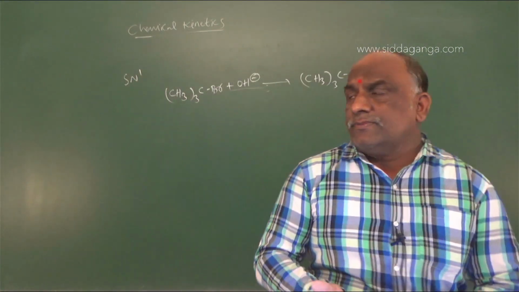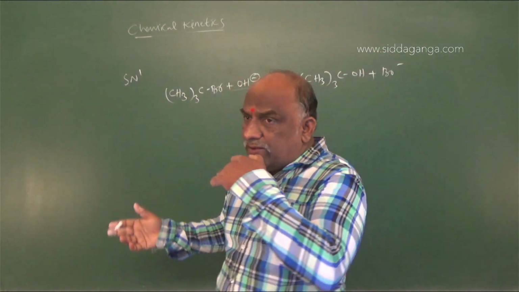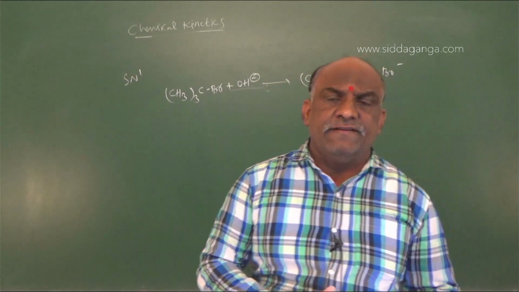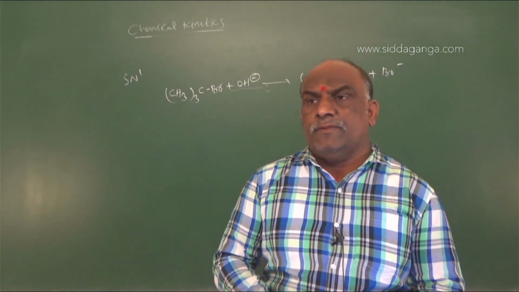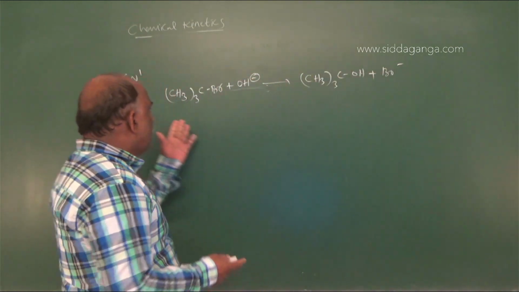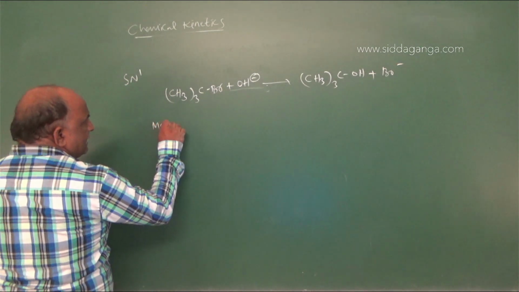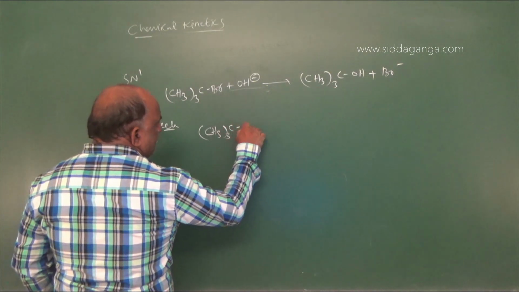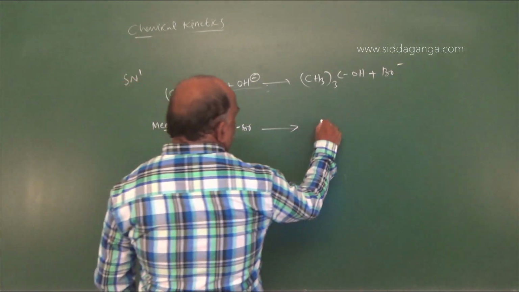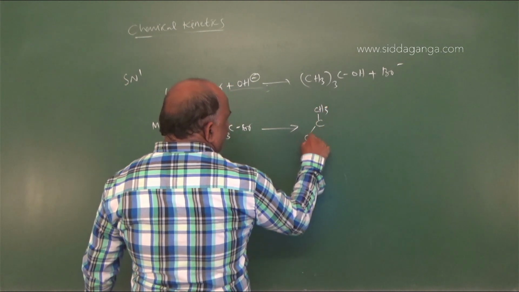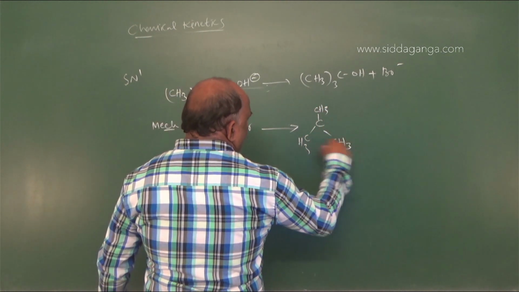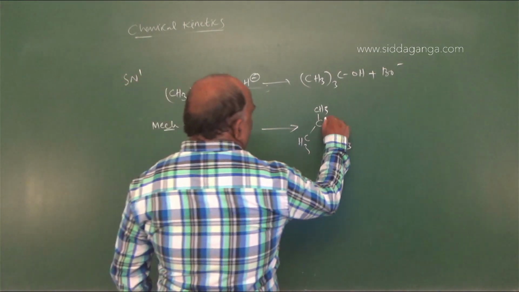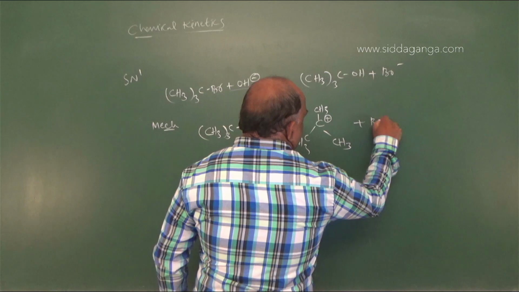So here, tertiary butyl bromide. Generally for SN1 reactions, the order of reactivity is tertiary greater than secondary greater than primary. So for tertiary butyl bromide, what will be the mechanism of the reaction? (CH3)3CBr gives rise to (CH3)3C plus and Br minus.